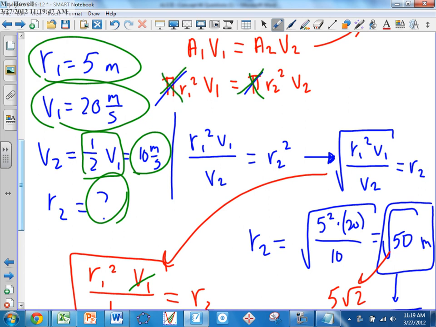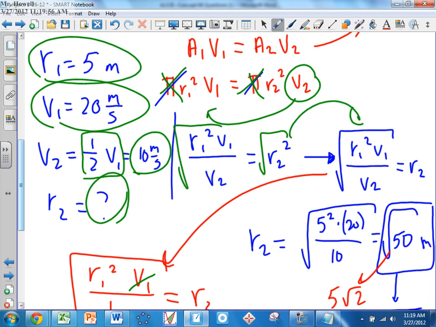We can then solve for R2 analytically. We move the V2 over here by dividing by V2. We're left with R2 squared. We take the square root of both sides, which yields this equation over here. From this equation, we can see that we can simply plug in to get R2.